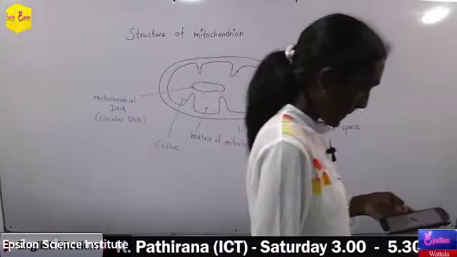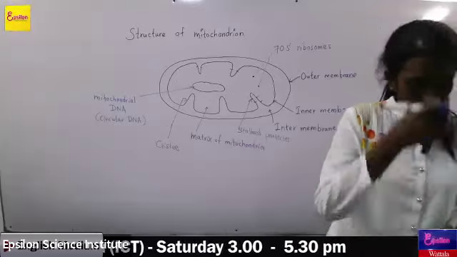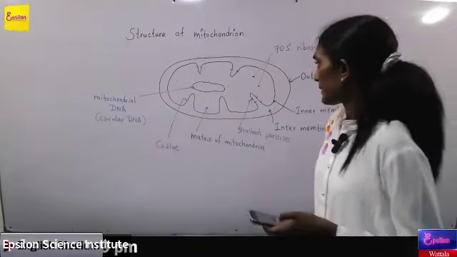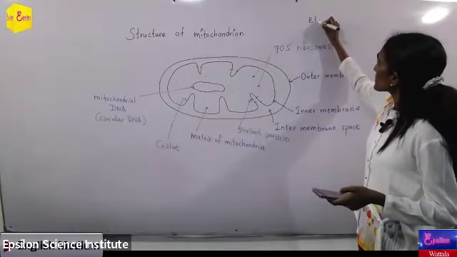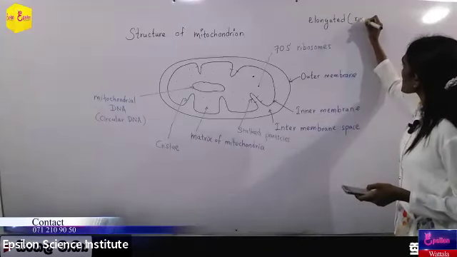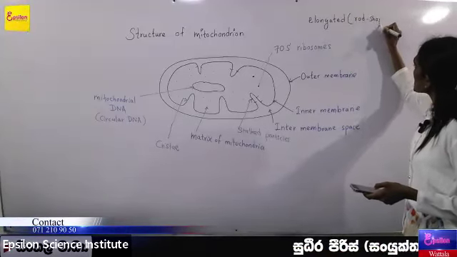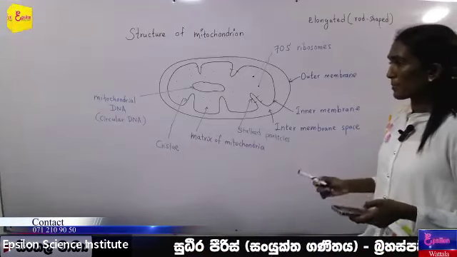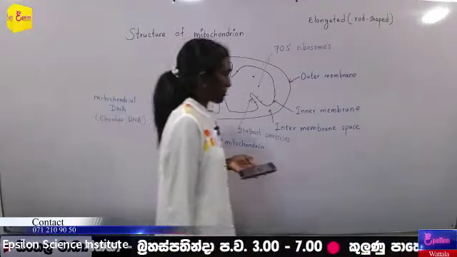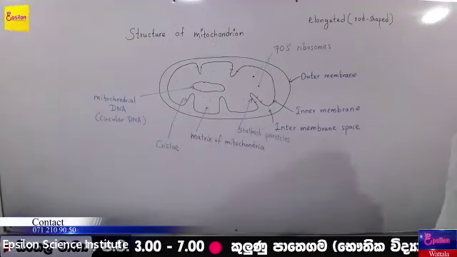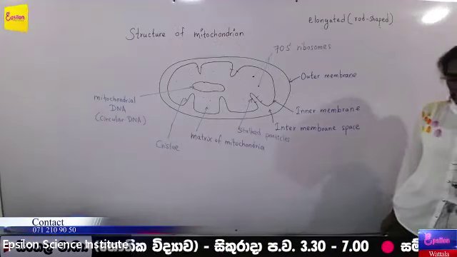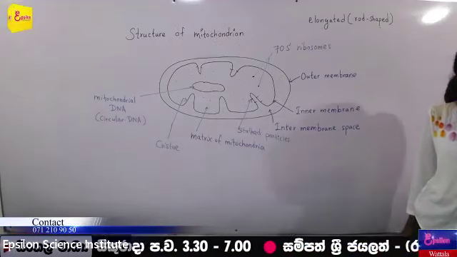Number one, mitochondrion is an elongated organelle. Elongated, within bracket, rod shape. Number two, it is a double membrane bound organelle.